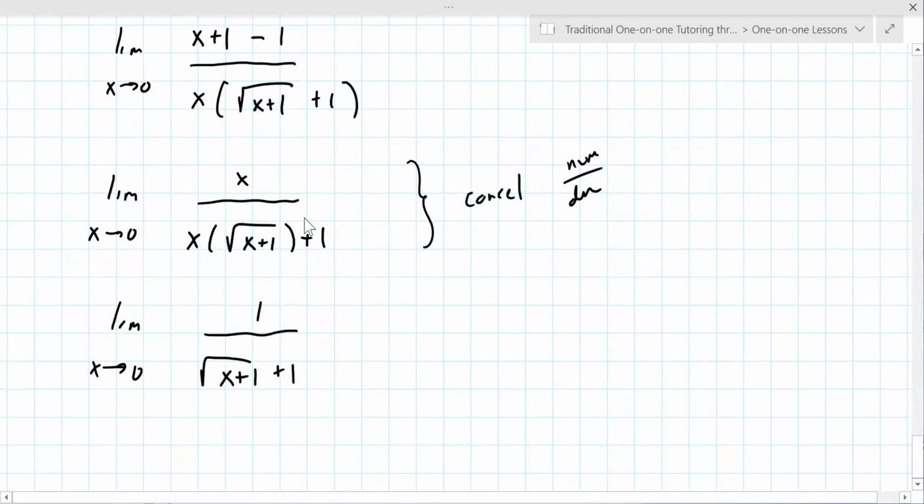And what's the very first strategy that you're always supposed to try? Plugging in. Yeah, and now it works. So it's 1 over square root of 0 plus 1 plus 1.